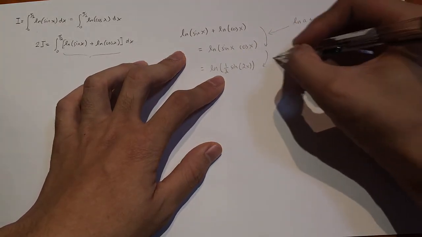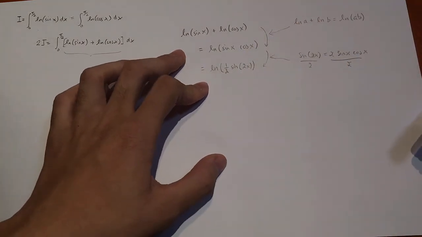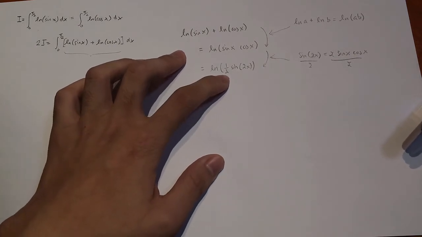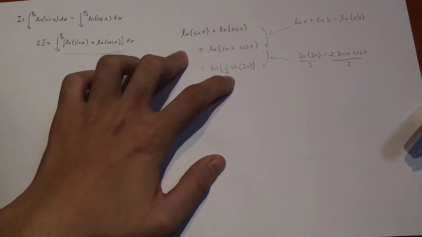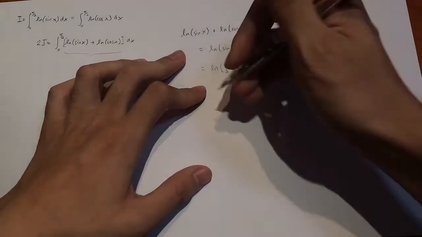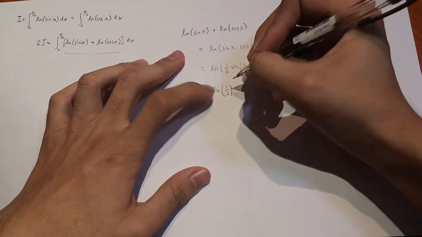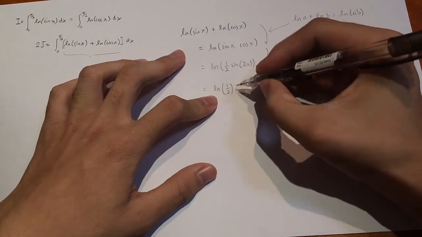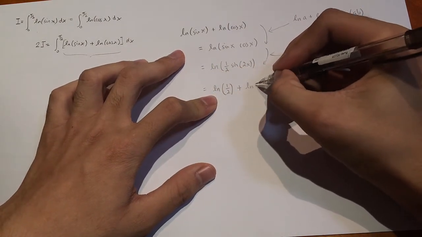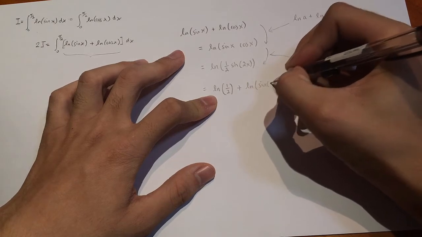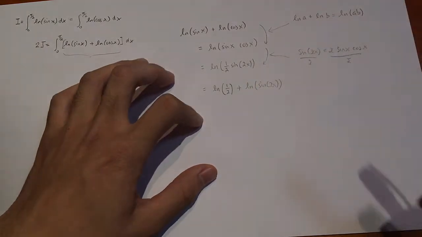And going from this step, we have to use this identity here. Finally, we have a half multiplied by sine of 2x, so I can use the reverse of this rule to split it back out into two natural logs. So we have a natural log of a half, which will just be a number, plus the natural log of sine of 2x, like that.